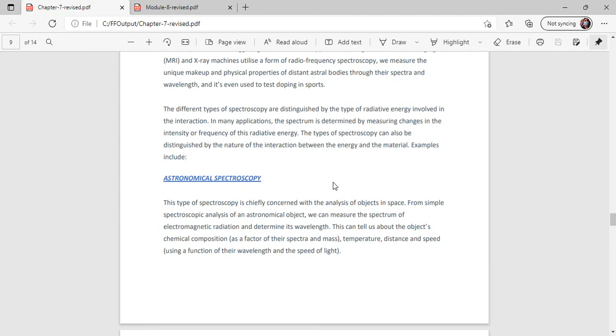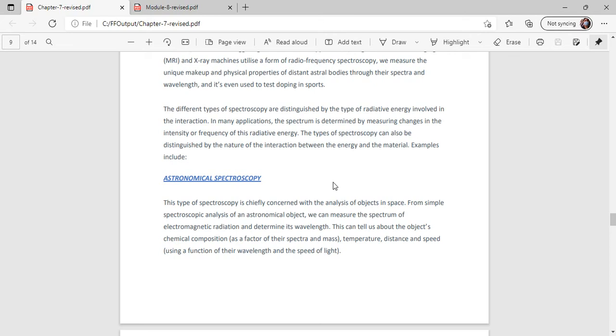Now, the different types of spectroscopy are distinguished by the type of radiative energy involved in the interaction. In many applications, the spectrum is determined by measuring changes in the intensity or frequency of the radiative energy. And the type of spectroscopy can be distinguished by the nature of interaction between the energy and its material.